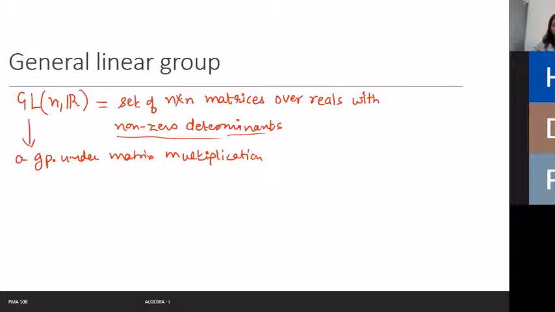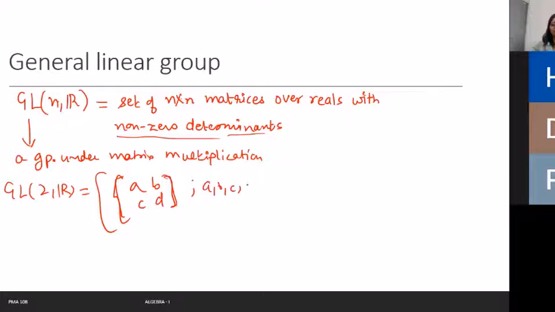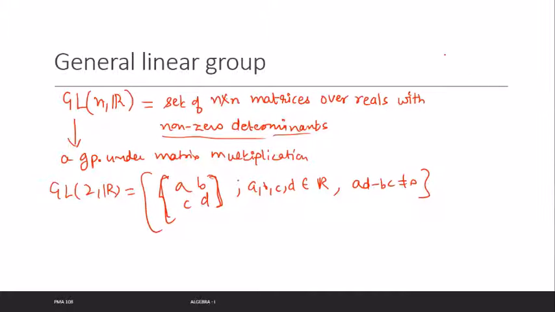So this n is related to the size of the matrix. If you take n particularly as 2, it will be like 2 cross 2 matrices, like [A B; C D], where A, B, C, D are real numbers and the determinant AD minus BC is non-zero. So, is it going to be an Abelian group or a non-Abelian group? Non-Abelian group. Yes, this is definitely going to be a non-Abelian group.